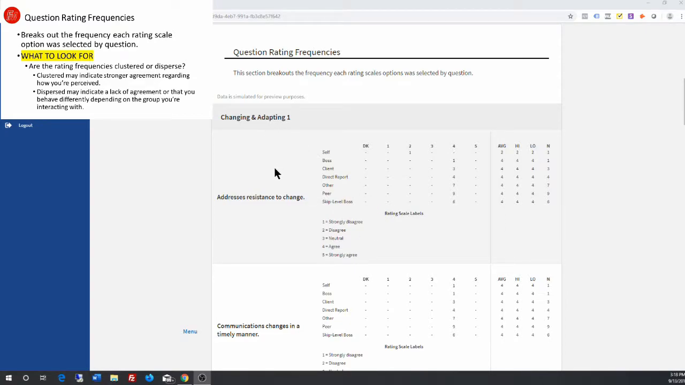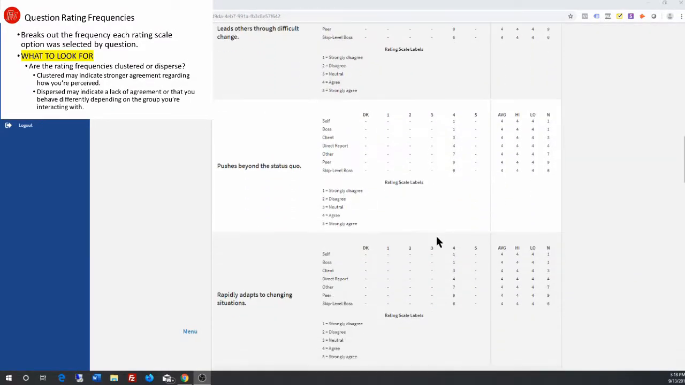So we look at the first one, addressing resistance to change. We can see that the response options are pretty well clustered around 4. Which indicates that there's some strong agreement. That's an example of a clustered frequency response.